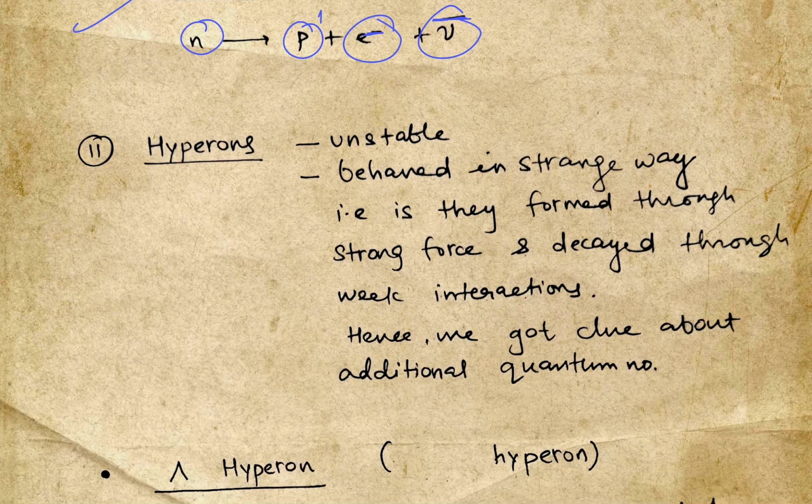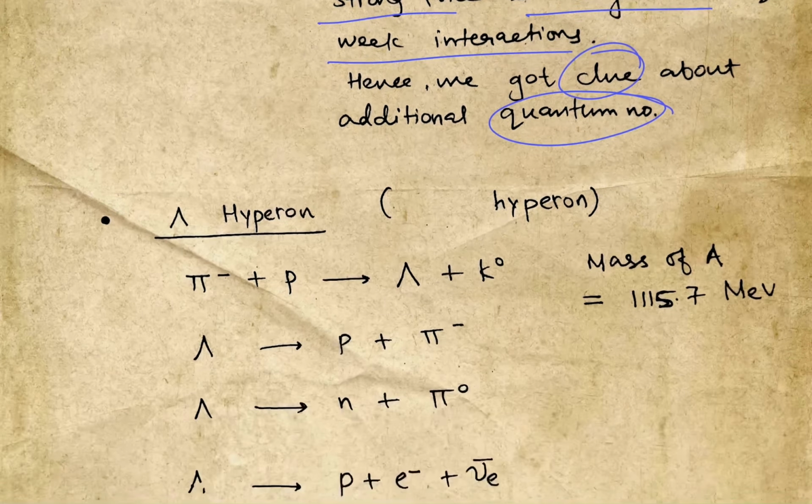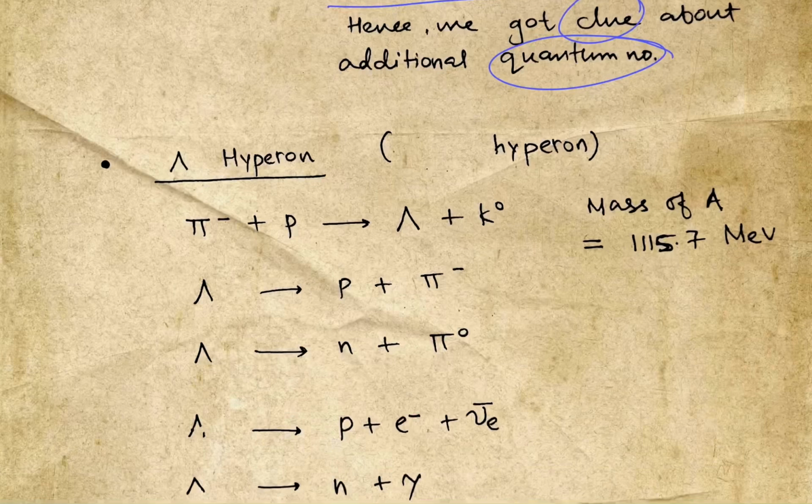So hyperons are basically unstable and they behaved in a strange way, that is they formed through strong force and decayed through weak interaction. That is the strangeness, and that is not the only strangeness. For them we got a clue about an additional quantum number, which is strangeness. So let us know about the hyperon. It is called lambda hyperon.